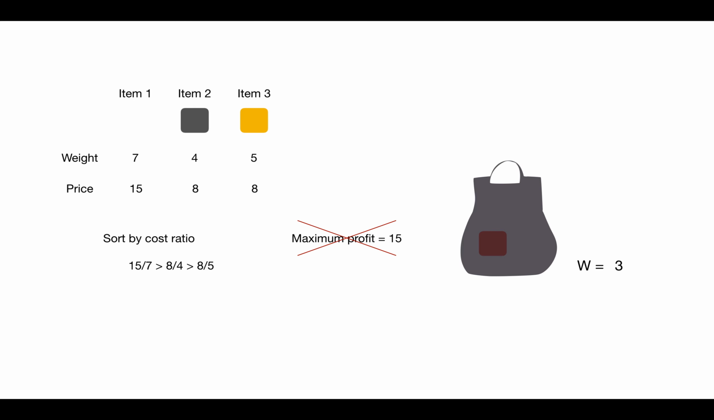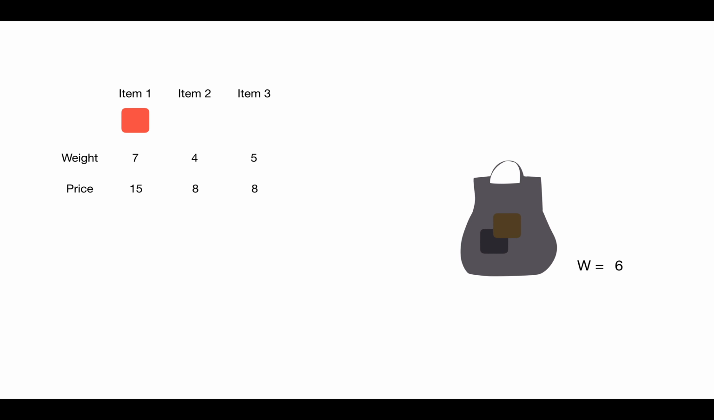Now think, is this the maximum profit that we may get? Nope. The optimized solution would add item 2 and item 3 so that the profit will be 16. So clearly this time greedy fails. Therefore we need to take a different approach and that approach is dynamic programming. Let's go with it. Let's first try to solve it with recursion.